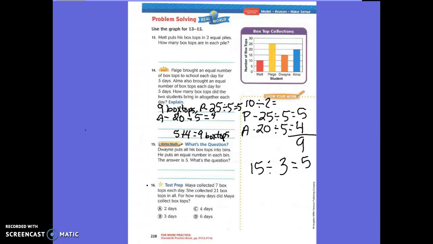What did you say? How many box tops are equal? Okay, but instead of each bin, we have to now say how many box tops are in. You know how many bins now. How many box tops are in? There you go. How many box tops does he put in 3 bins?